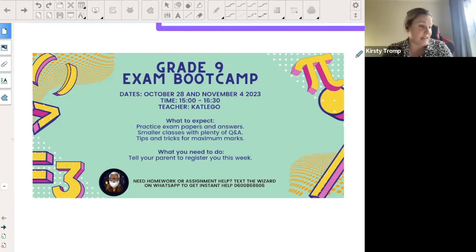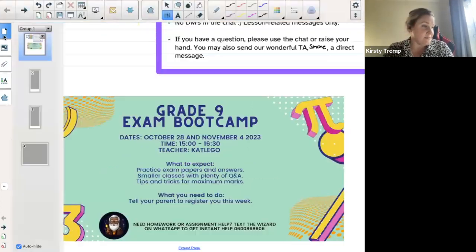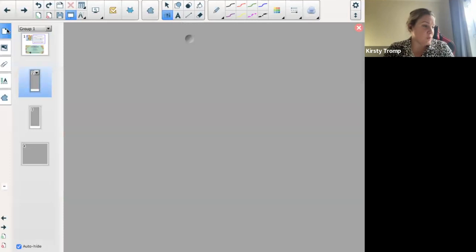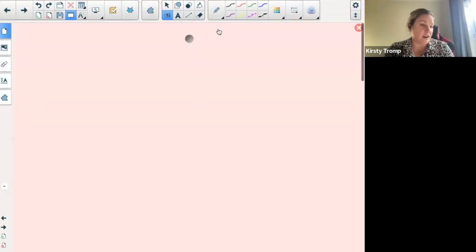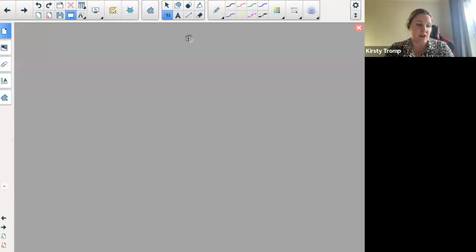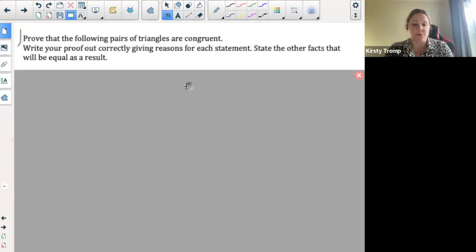We're going to get started on our lesson for tonight. Tonight we are doing revision of similarity and congruency and how to prove triangles are congruent. We're going to go over some examples together. That's the best way to practice it.